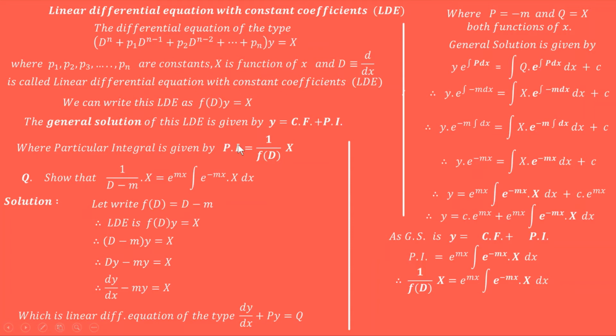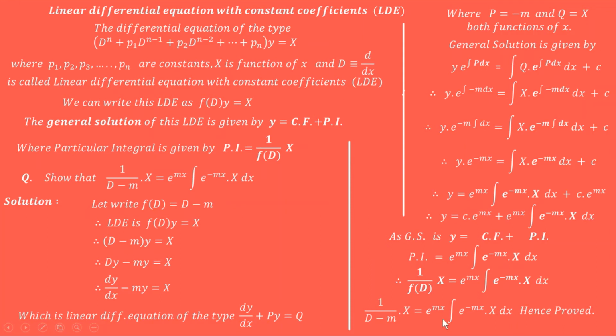So put the value of PI as 1/f(D) X here, equal to e^(mx) ∫ e^(-mx) X dx. But what is f(D)? f(D) is D - m. So put the value of f(D) here, and so we get 1/(D - m) X = e^(mx) ∫ e^(-mx) X dx.